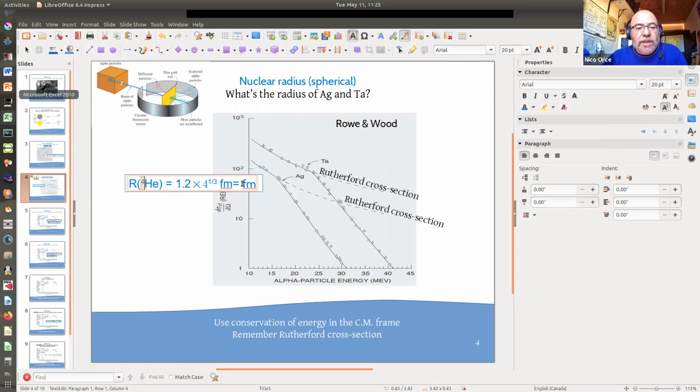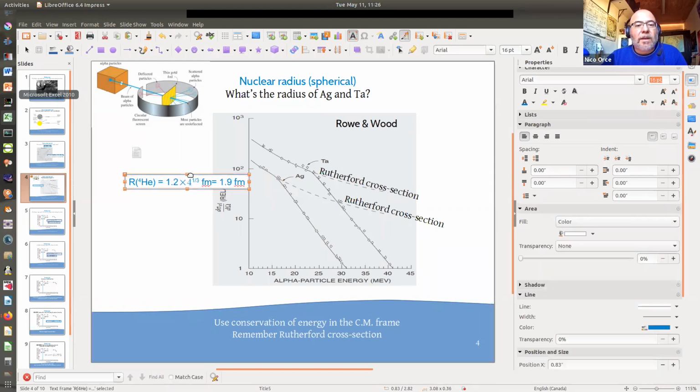We assume that this is 1.9 Fermi, the radius of the alpha source. So see this, I give you this as a given, but we're not going to use the same trick for the silver or for the tantalum. Let's make this a little bit smaller. All right, this is going to be our given.